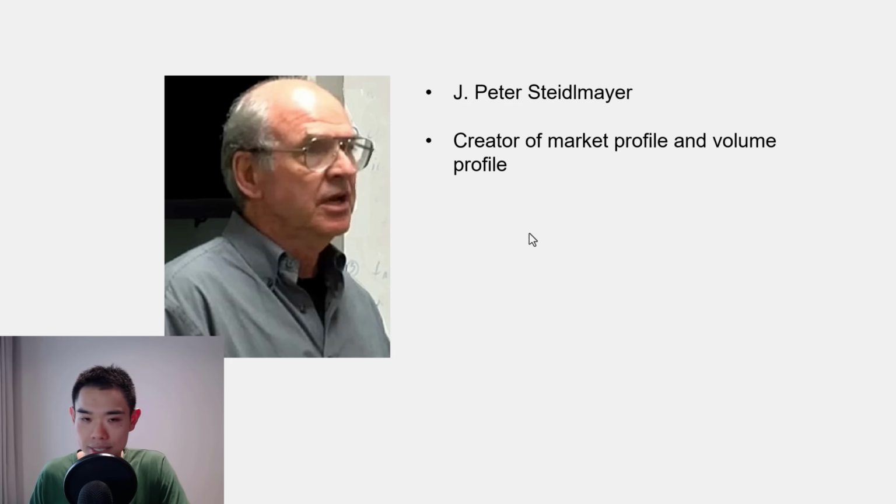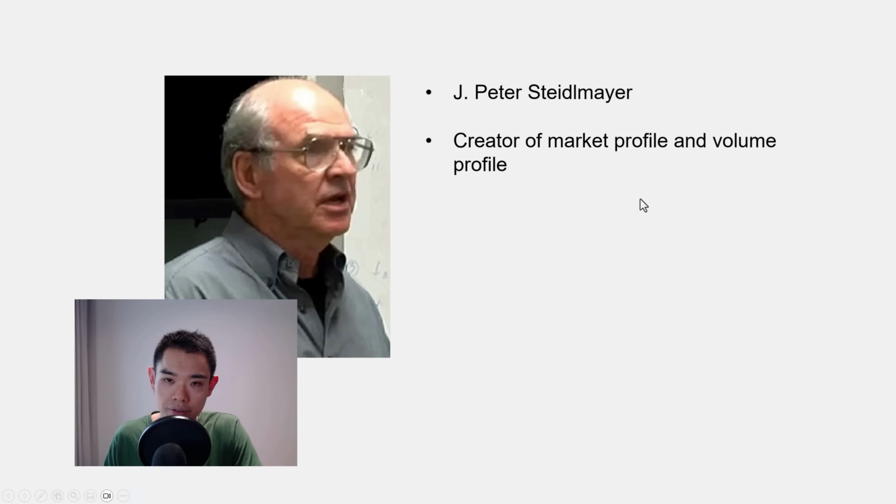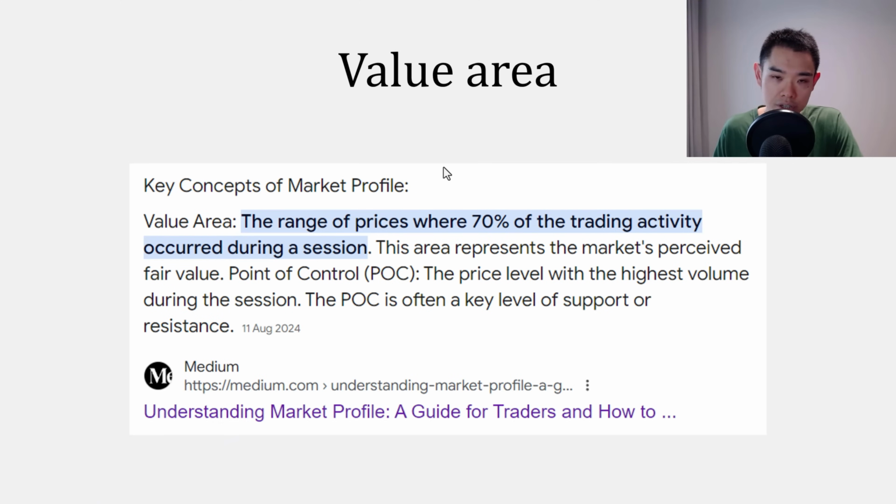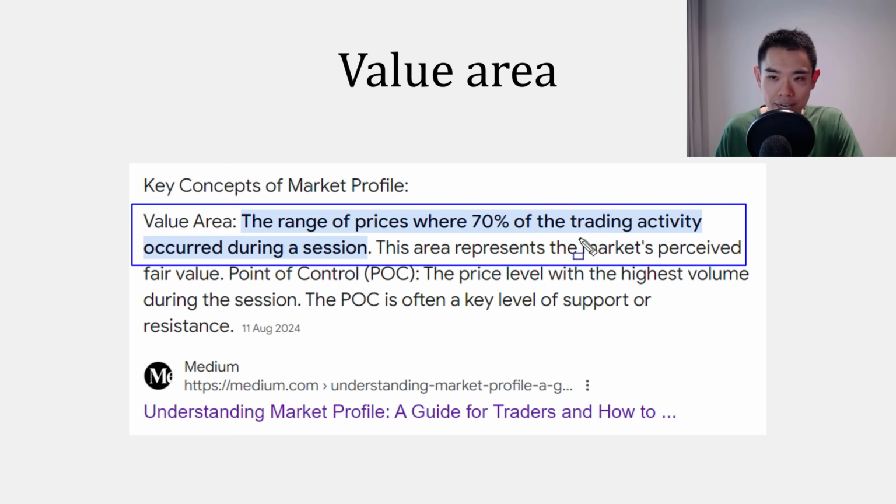So what this is about is the concept of market profile and volume profile. Let me explain to you. They have this concept called the value area. So let me explain what this means. The value area is the range of prices where 70% of the trading activity occurred during the session. In other words, where the price has spent the majority of the time, that's what we call the value area. If I were to draw it on the screen, it looks something like this.